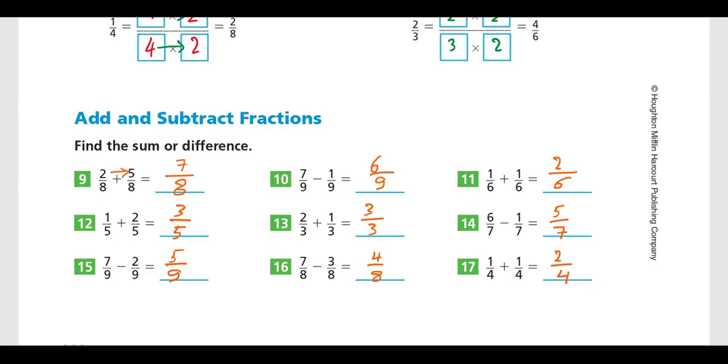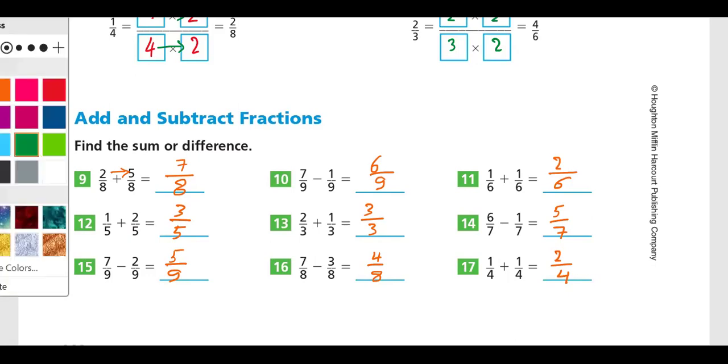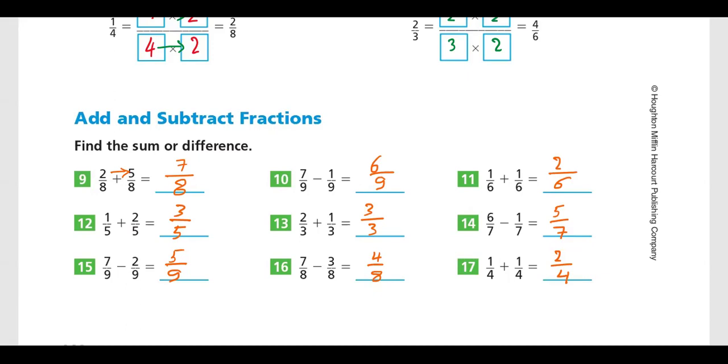This is the first step. Second step, we have to simplify it. How can we simplify this one? 7 over 8, there is no common factor between them except 1, so it's simple. But 6 and 9 are in the table of 3, so I can divide by 3 up and down. 6 divided by 3 is 2, and 9 divided by 3 is 3. So 2 over 3 is the simple answer.